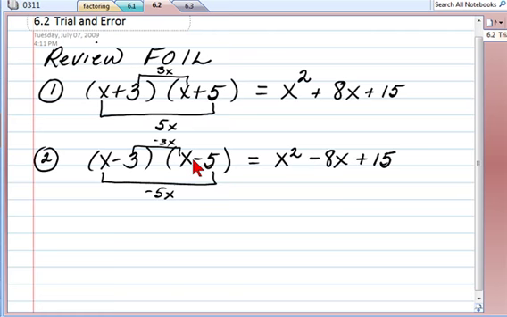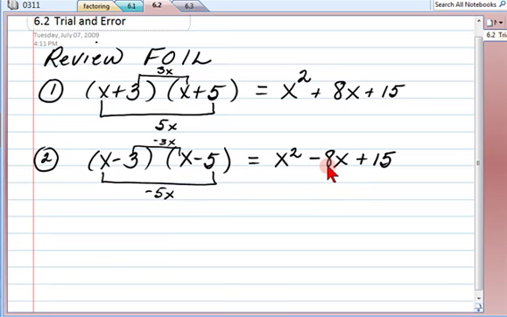How did you get the 8x? I got the 8x, this 8x, by adding the outer product, which was negative 5x. Negative 5 times x is negative 5x. The inner product is negative 3 times x, which is negative 3x. A negative 3x and a negative 5x add together to be negative 8x.